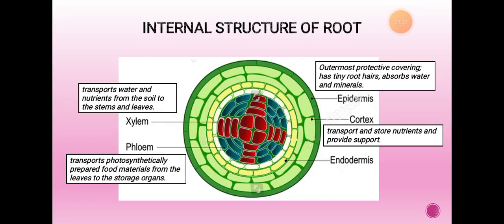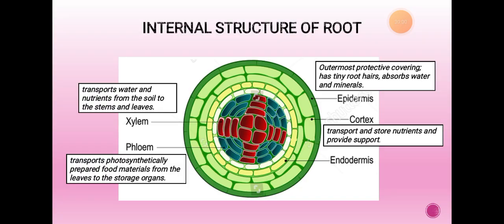The three works that the cortex performs are that it transports. Transports means it moves something from one place to another place. Then it stores nutrients. That means it's something that's been stored by it, something it takes care of. Then it provides support. That means it basically helps in the provision of support. It provides support to something.